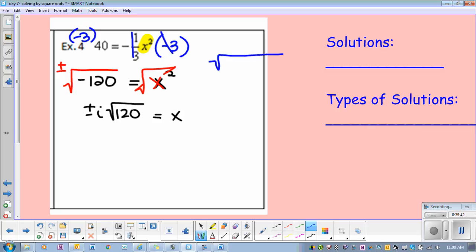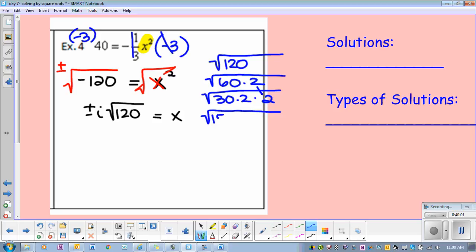So off to the side, put 120. 60 and 2? 30 and 30 and 2. And don't forget to bring down this 2, right? What about the 30? 15 and 2. Don't forget to bring down these 2's, right? 15 would be what? 5 and 3. So 5 times 3. And then that one is 2, 2 and 2, right?